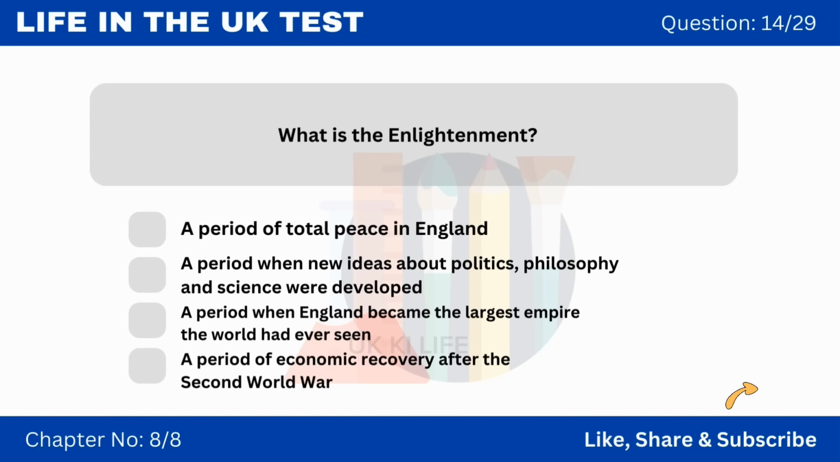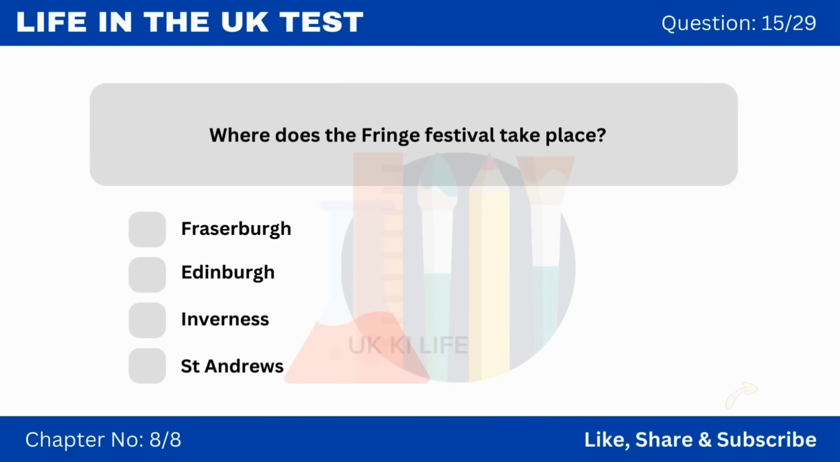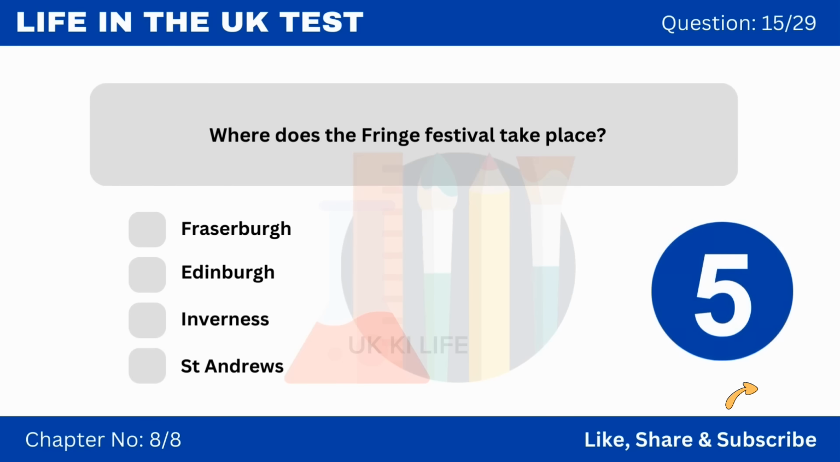The correct option is B. Explanation. The Enlightenment was a period during the 18th century when new ideas about politics, philosophy and science were developed. Question 15. Where does the Fringe Festival take place? Fraserburgh, Edinburgh, Inverness, St Andrews.